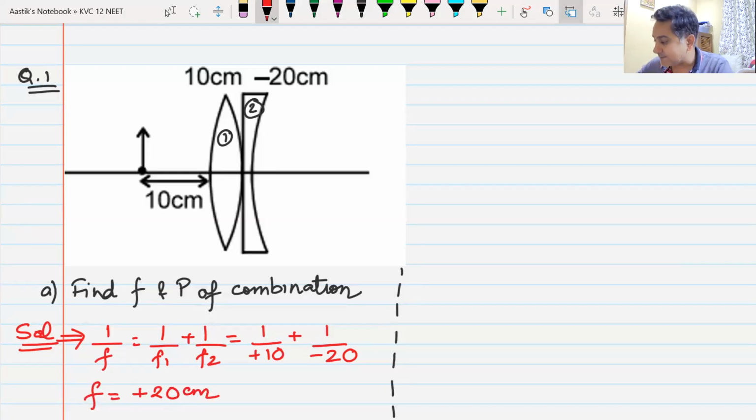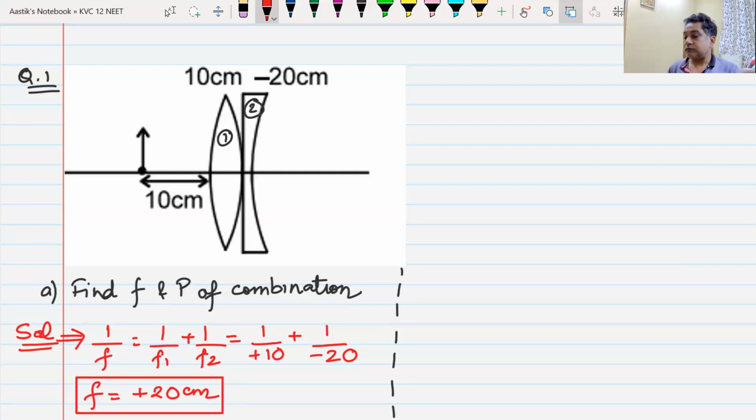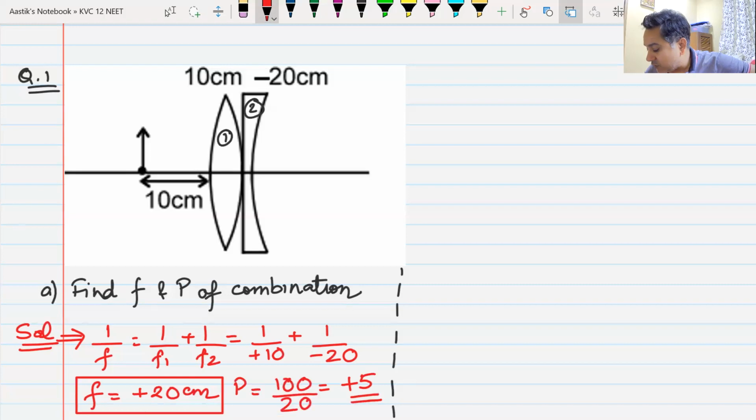Do we get this? Focal length, you will get it as plus 20 centimeters. I hope everyone is with me on this. Now, once you get the focal length, you can straight away find the combination power. How do you get the power of the combination? You just find the inverse of this focal length. But it is in centimeters, so I'll have to use 100 divided by 20, because focal length is in centimeters. And I will have my answer as plus 5 diopters. That will be the power of this combination. Do we understand this? Since the focal length is given in centimeters, not in meters, I will have to use the formula 100 divided by F. Plus 5 diopters is the power.